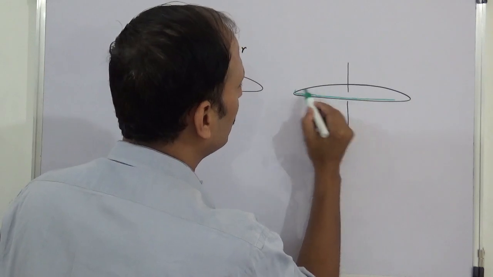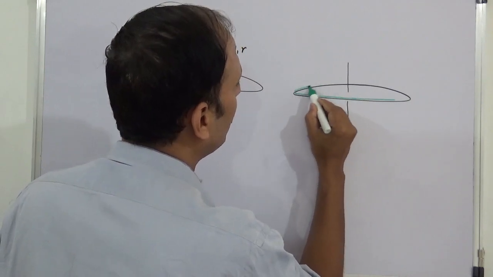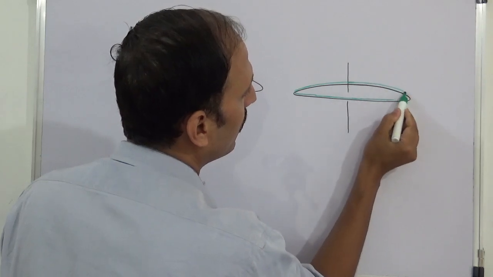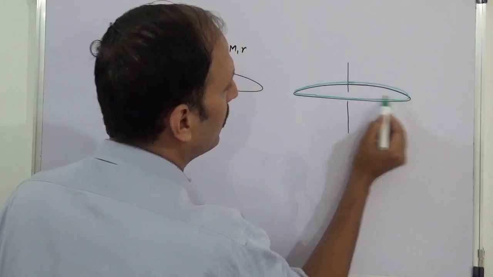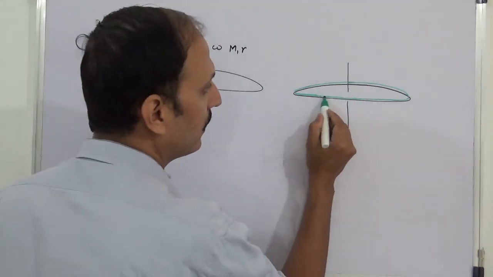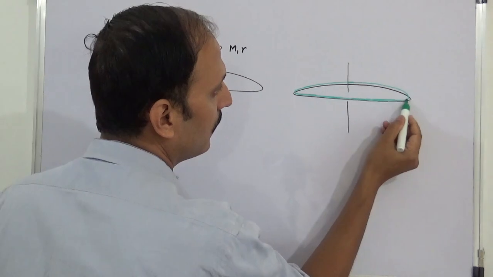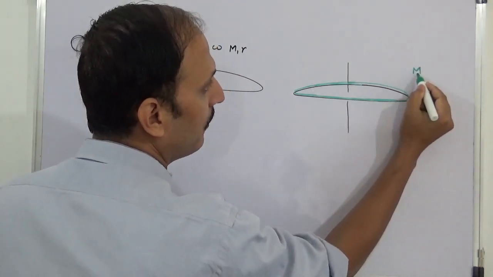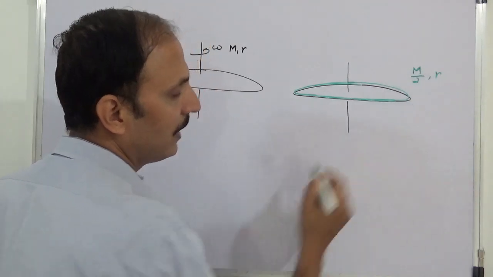And that disk has coincided. Okay, so this is my second disk which we have kept here. This mass is m by 2, radius is the same, initial mass is m.